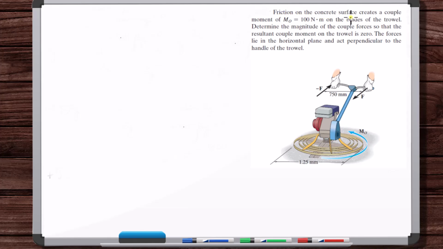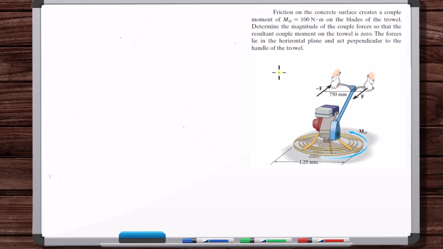Friction on the concrete surface creates a couple moment of 100 Newton meters on the blades of the trowel. So like a concrete smoother. Determine the magnitude of the couple forces so that the resultant couple moment on the trowel is 0. So here are the couple forces, the couple forces from the hands of the user. The forces lie in the horizontal plane and act perpendicular to the handle of the trowel.